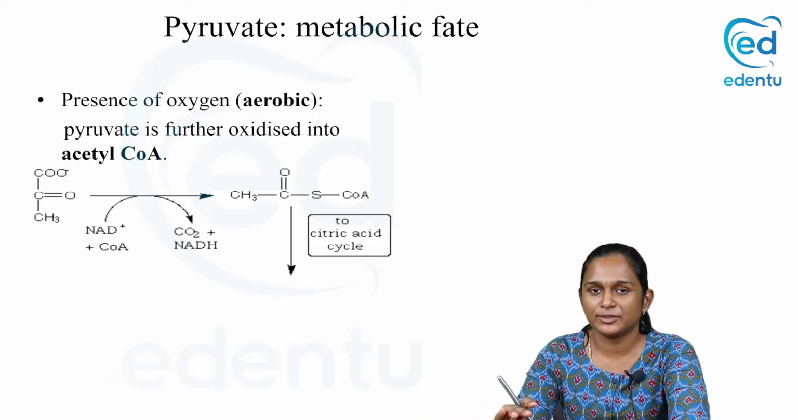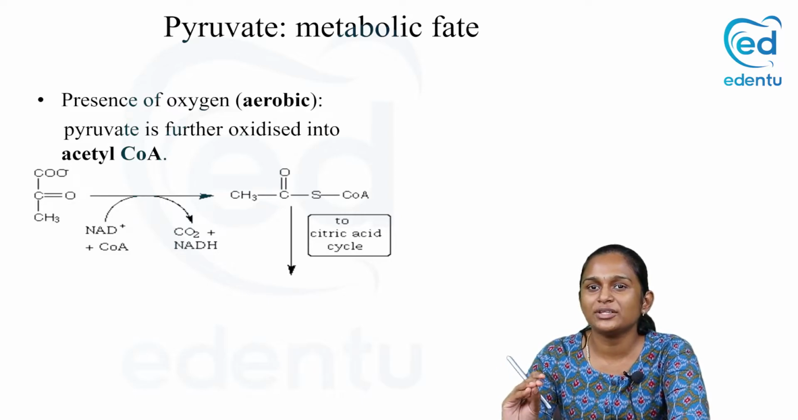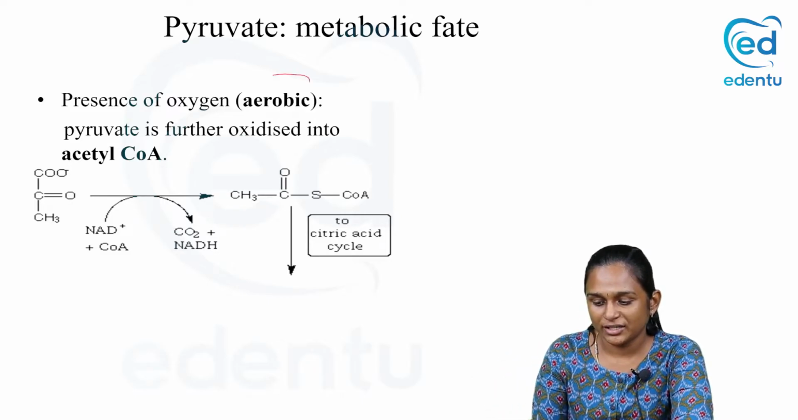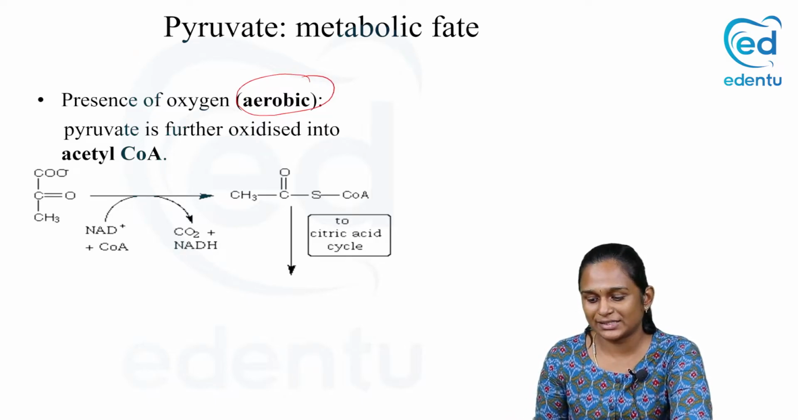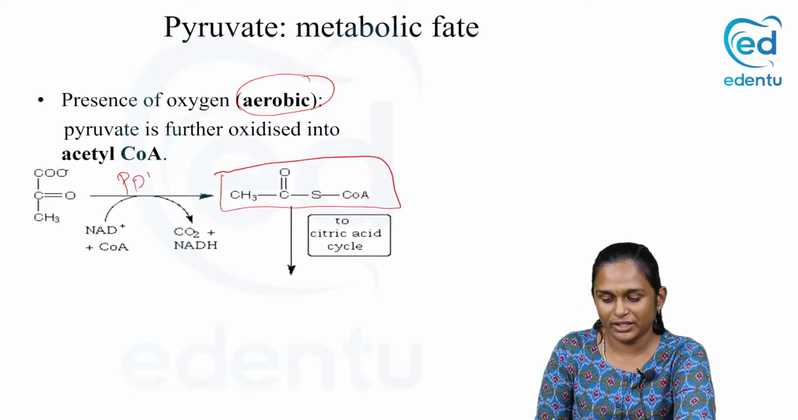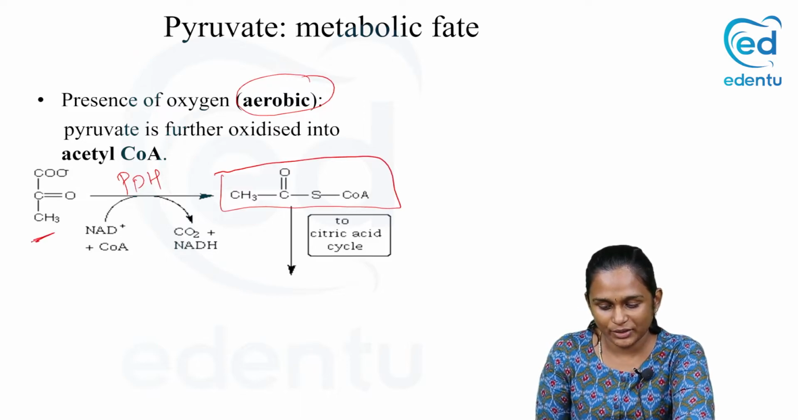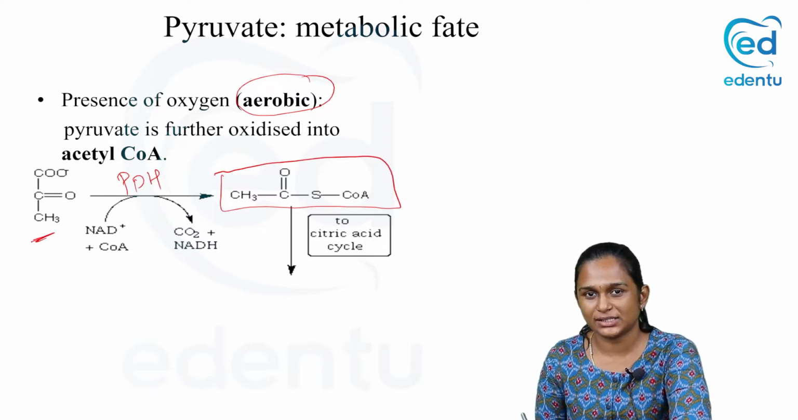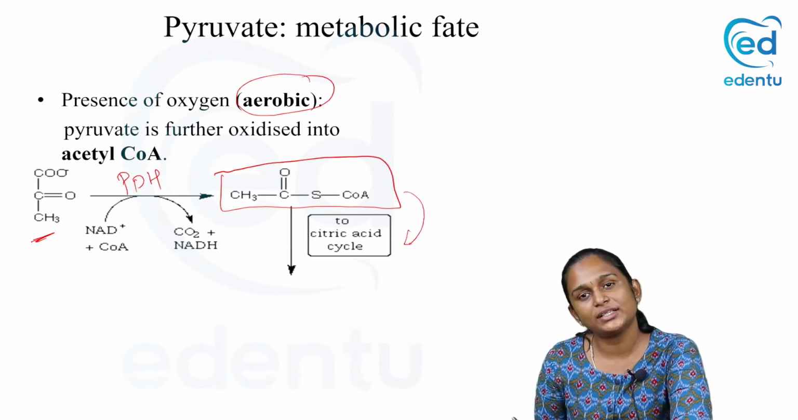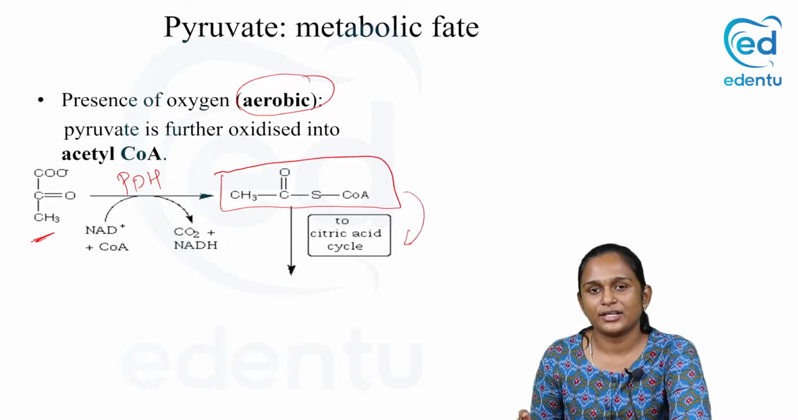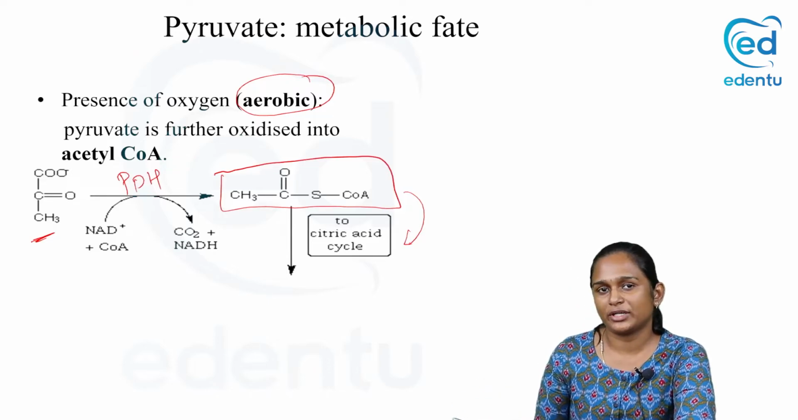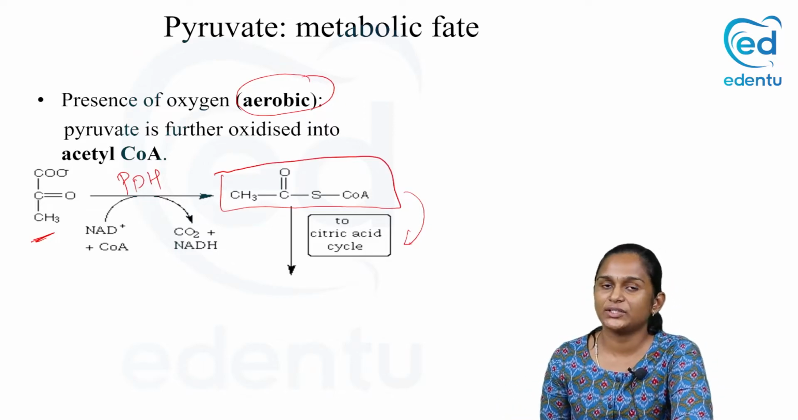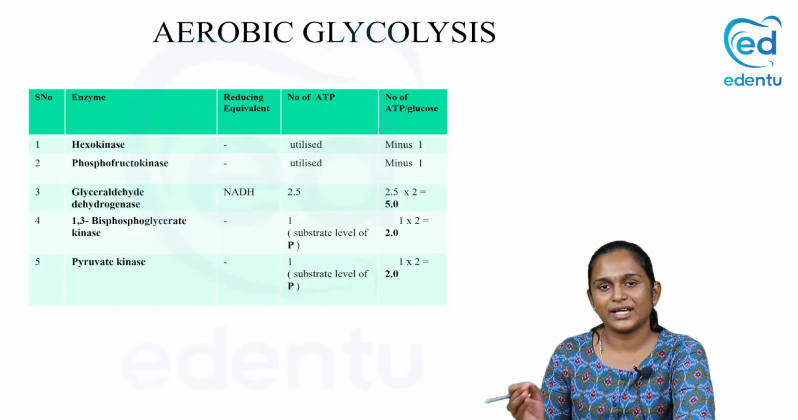So what is the fate of that pyruvate? The fate of that pyruvate depends upon the availability of oxygen. Suppose there is oxygen, that is under aerobic conditions, this pyruvate is further oxidized to acetyl-CoA. With the help of the enzyme pyruvate dehydrogenase, this pyruvate is oxidized further to acetyl-CoA, and that acetyl-CoA will enter into the TCA cycle, the tricarboxylic acid cycle. This is the fate of pyruvate under aerobic conditions. Pyruvate further gets converted to acetyl-CoA. Acetyl-CoA enters the tricarboxylic acid cycle.